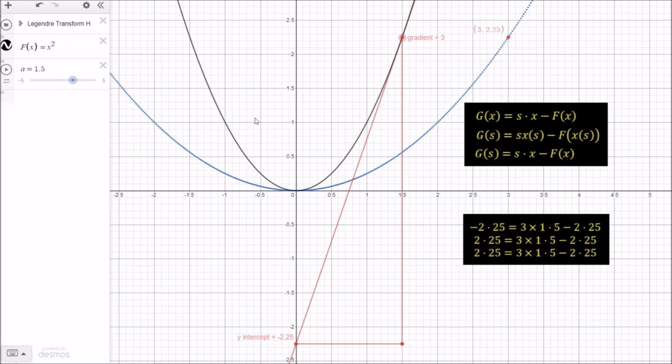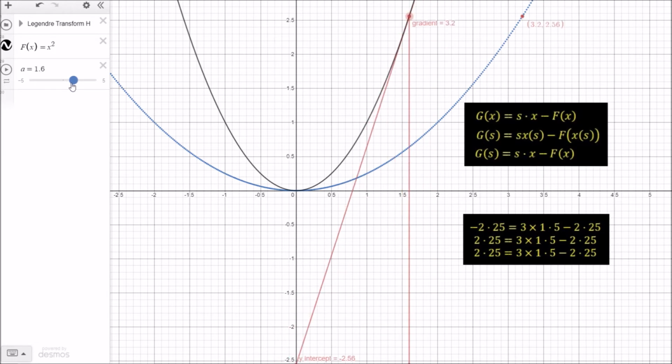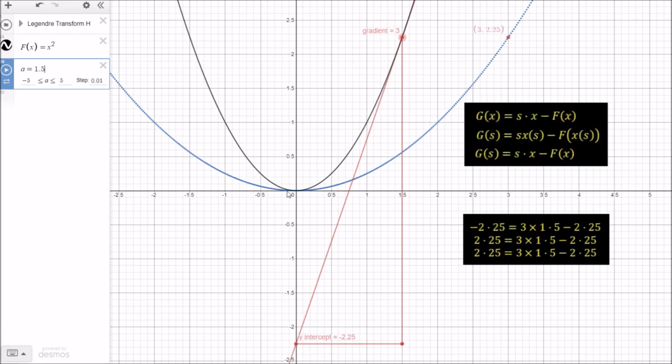So pick a value for x. Now in this case we could pick any value for x, but the x I've chosen is 1.5. So the actual a value here is just the x value. So we've got 1.5 here. So our g of x, well, what is g of 1.5?